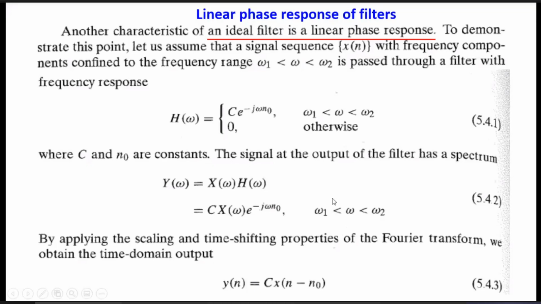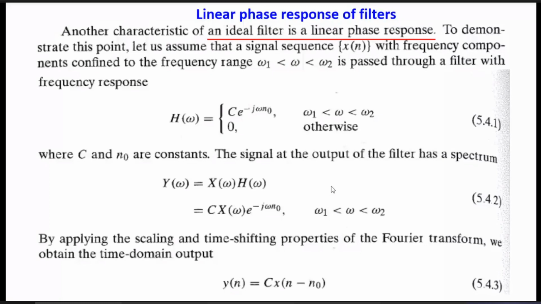So let us define that the transfer function H(omega) is C times e to the power minus j omega n0. Okay, this is one characteristic frequency response, and within a certain range we have these characteristics. Now if you calculate Y(omega), it is X(omega) into H(omega). If you put the value of H(omega), you will get C into X(omega) into e to the power minus j omega n0.